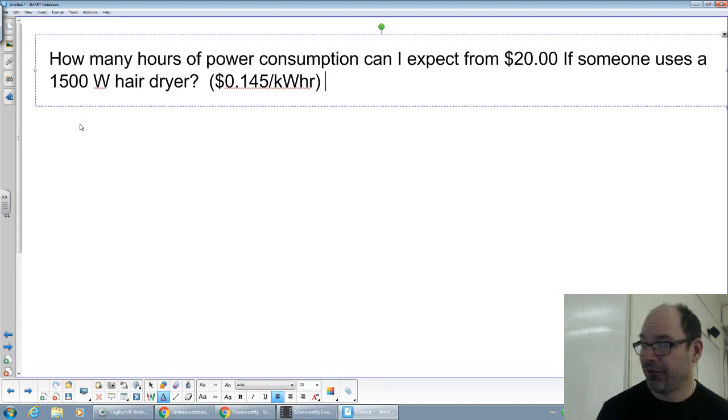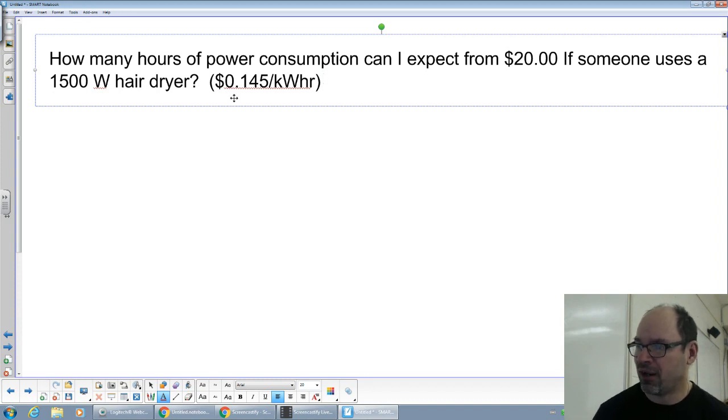Okay, so let's do this. This is working backwards. So we start with the cost, and we've got to go to kilowatt. What we've got to do is break the cost into how many kilowatt hours we'd have, and then take the kilowatt hours, use the formula, plug in the kilowatt hours and the kilowatts for the implement, and find out what the time would be.